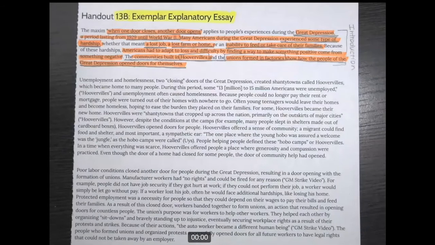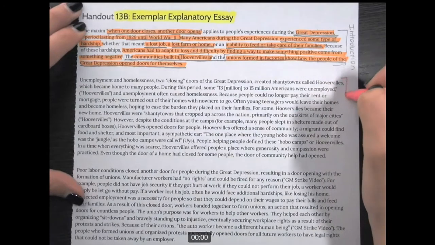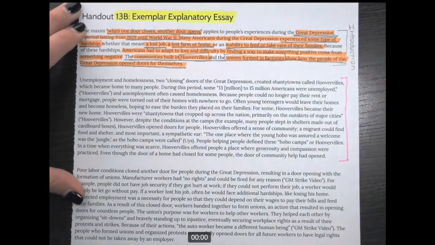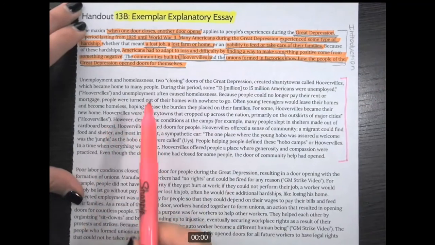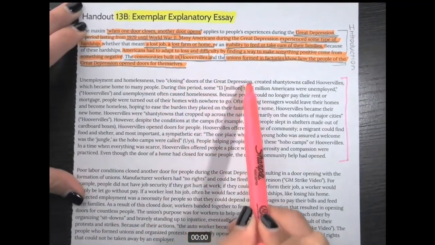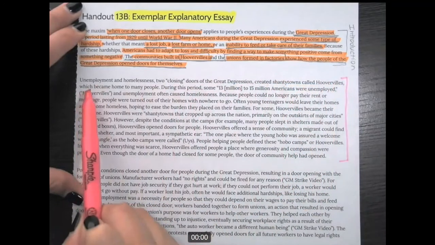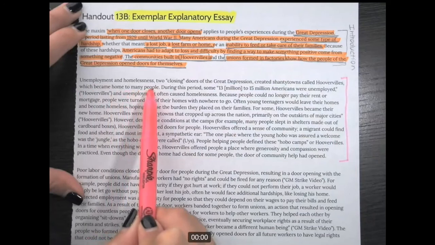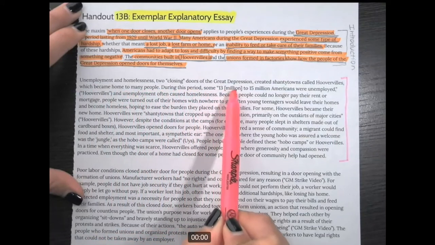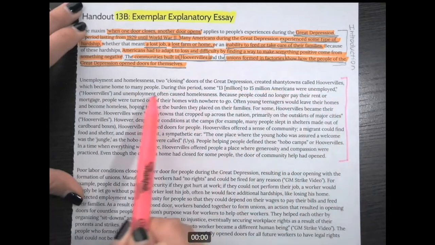Okay, so now we're going to be moving on to our body paragraph. So let's go ahead and check this out. Unemployment and homelessness, two closing doors of the Great Depression, created shanty towns called Hoovervilles, which became home to many people. During this period, some 13 million to 15 million Americans were unemployed.